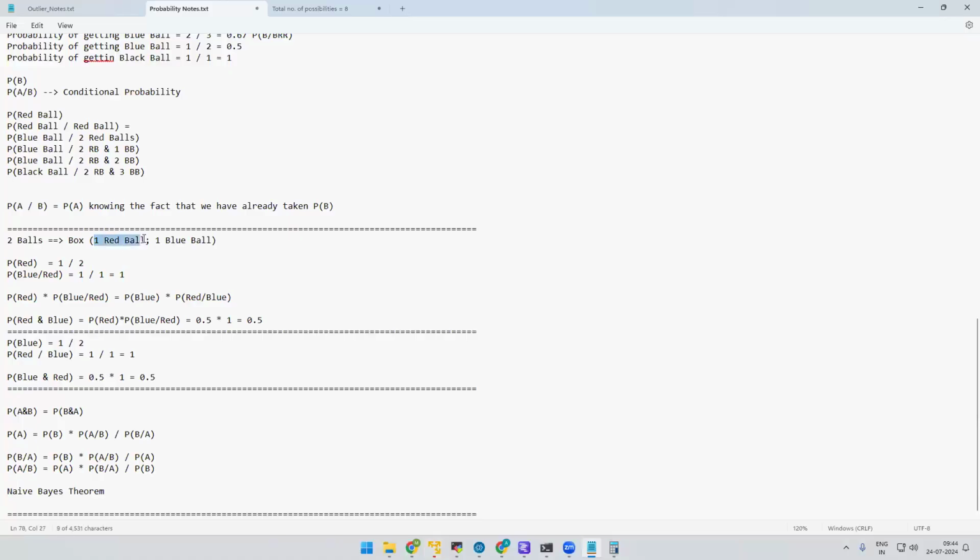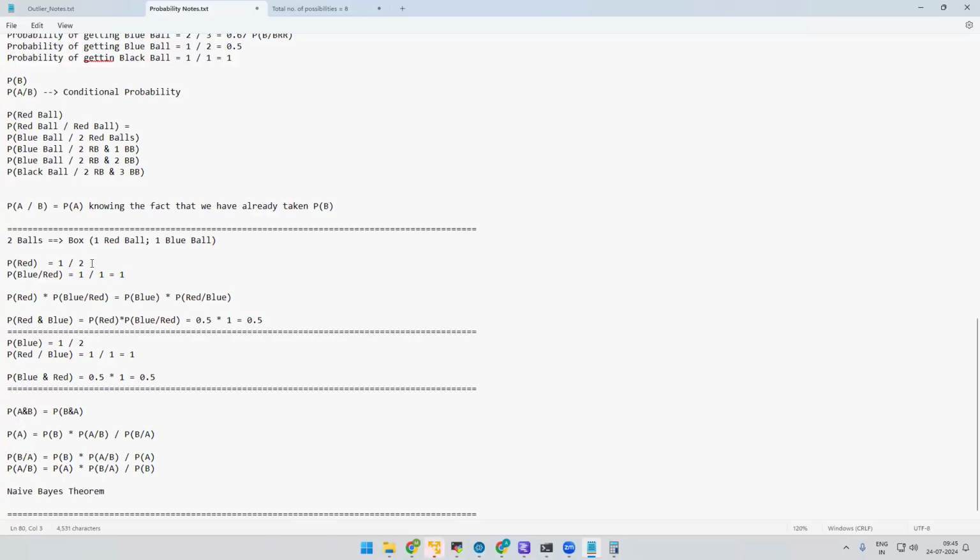It is one red ball out of a total of two balls, so the probability is 0.5. And the next one: you have already taken the red ball, so considering the red ball is taken, the probability is 1. So let's take that in the first chance that you got the blue ball. We are trying to find out the probability of the blue ball.